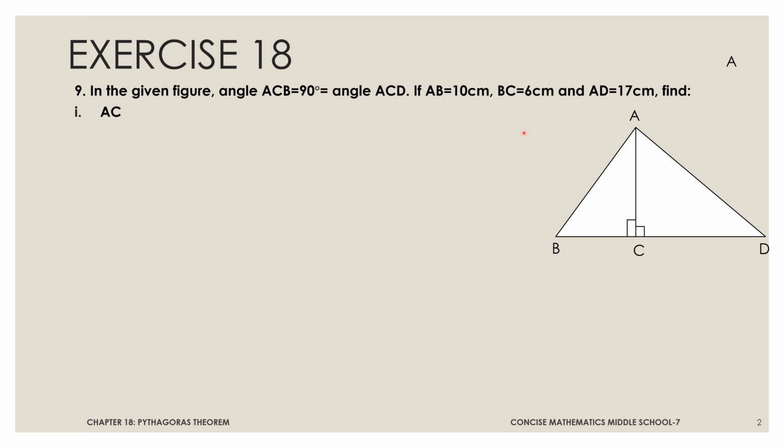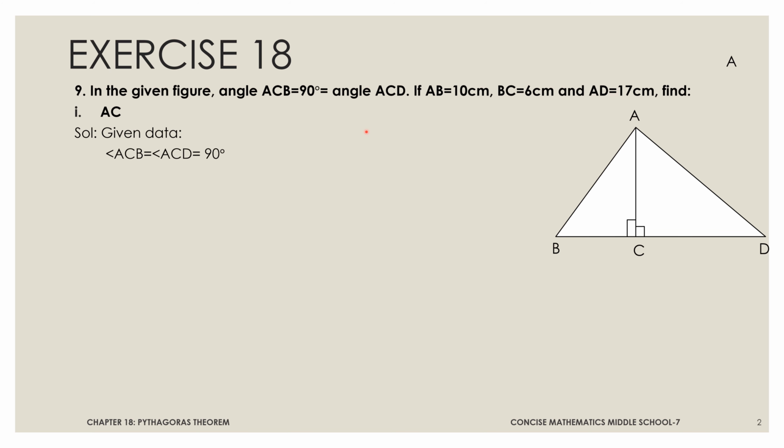And AB is 10 centimeter and BC is 6 centimeter and AD is 17 centimeter, and we need to find AC, that is this line. This is called as median. This line AC is also called as median.